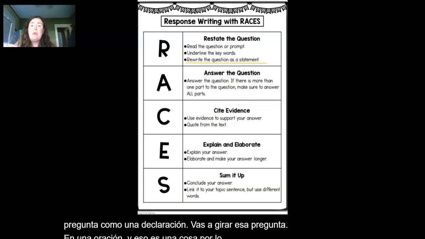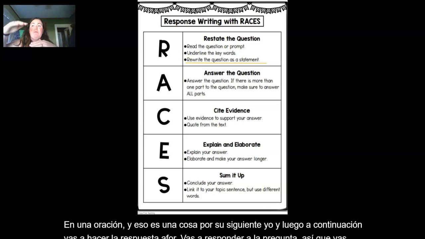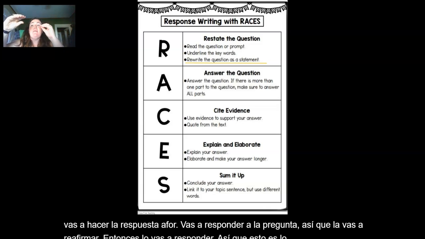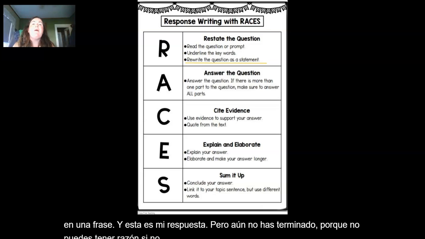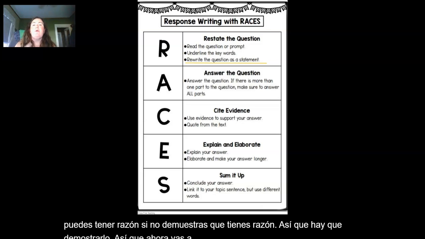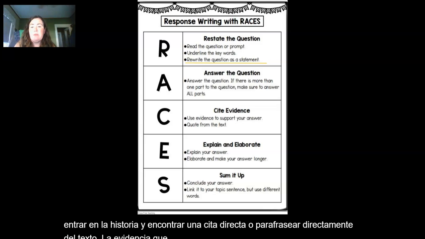And then next, you're going to do the A for answer. You're going to answer the question. So you're going to restate it, then you're going to answer it. So this is what it asked me in a sentence, and this is what my answer is. But you're not done yet because you can't be right if you don't prove it, right? So you have to prove it. So now you're going to cite your text evidence. So you're going to go into the story and either find a direct quote or paraphrase right from the text, the evidence that proves your answer true, and put the line numbers in there.